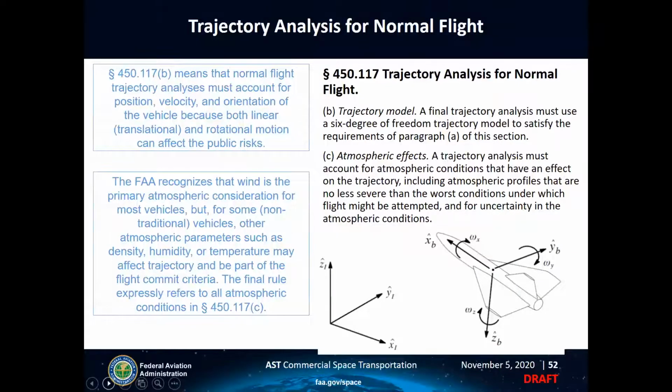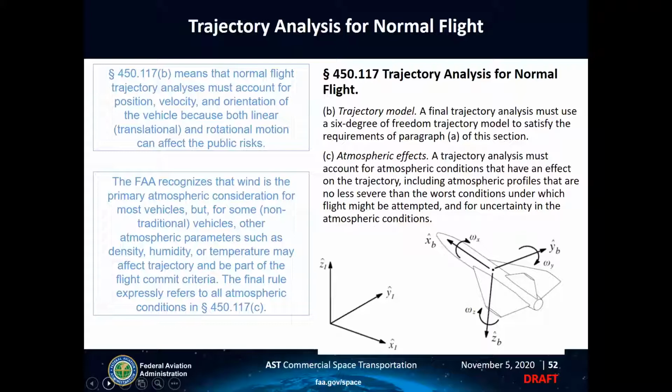So paragraph B specifies that an analysis must use a 6-degree of freedom trajectory model to satisfy paragraph A of this section. And a 6-degree of freedom, or 6-DOF, model includes translation in the X, Y, Z directions, as well as the vehicle pitch, yaw, and roll. And this model attempts to more accurately account for aerodynamic forces on a vehicle body. This is in contrast to a simplified trajectory model of lesser fidelity, such as a 3-DOF simulation, which does not accurately account for those aerodynamic forces.